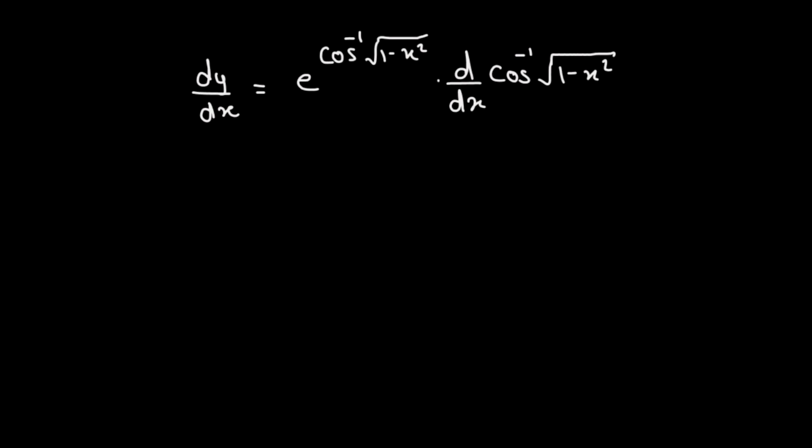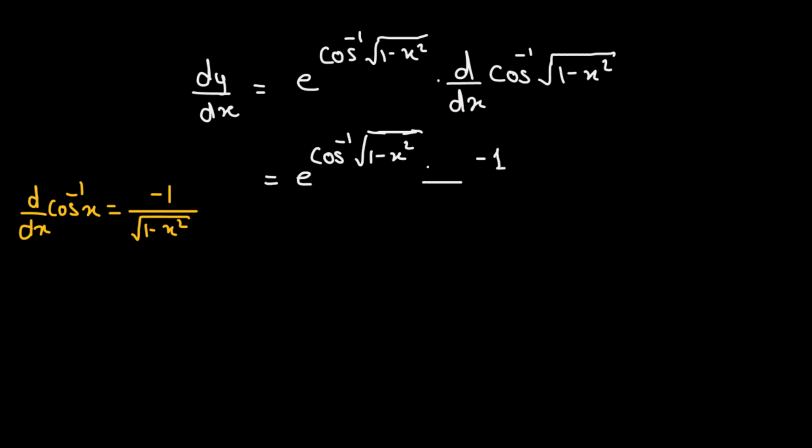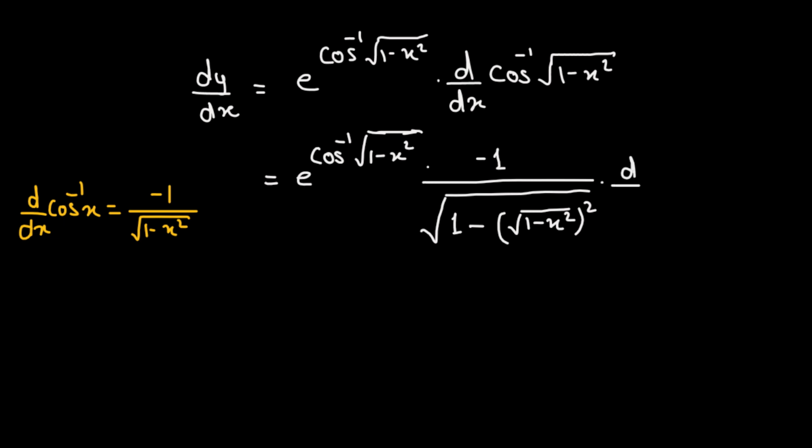Now to find the derivative of the cosine inverse function, we use the fact that the derivative of cosine inverse of x is equal to -1 divided by square root of 1 minus x squared. So that should give us -1 divided by square root of 1 minus, so in place of x, we have square root of 1 minus x squared. So we replace it with square root of 1 minus x squared, whole squared. Now we need to apply the chain rule. So we're going to multiply it by the derivative of square root of 1 minus x squared.